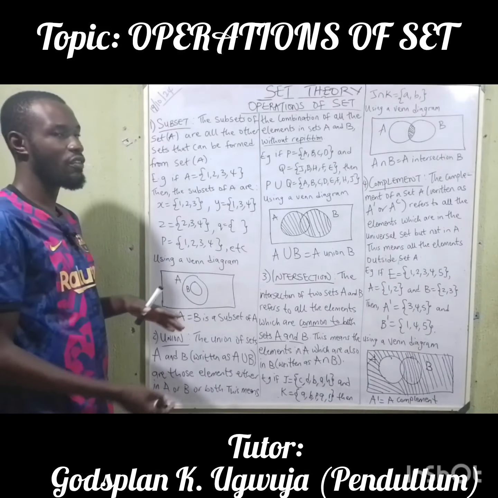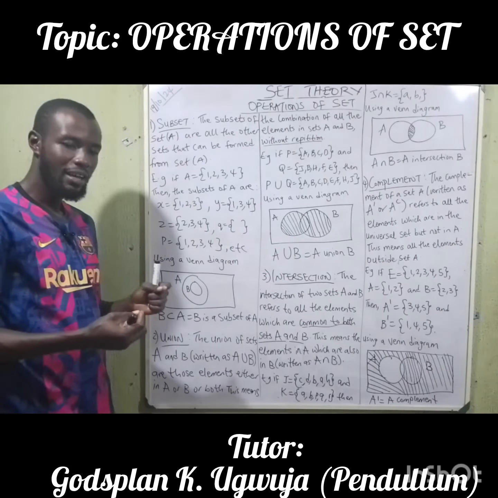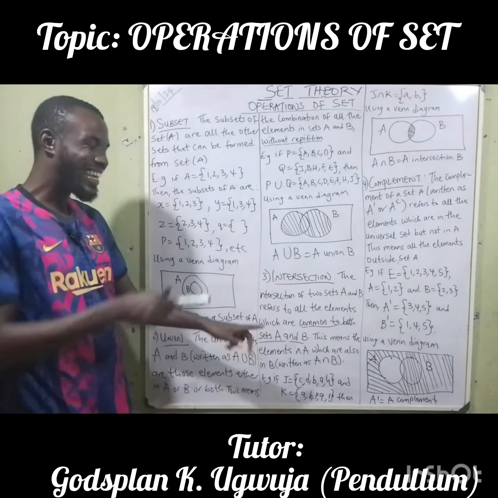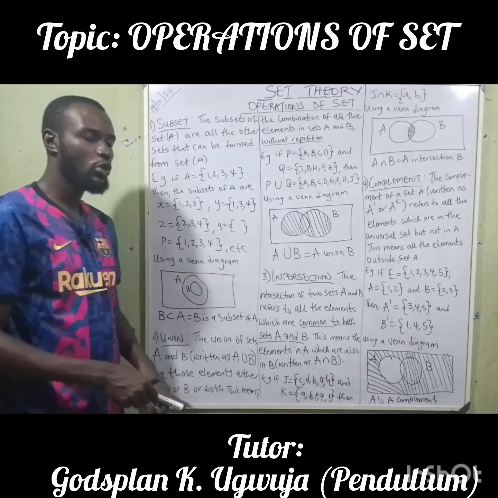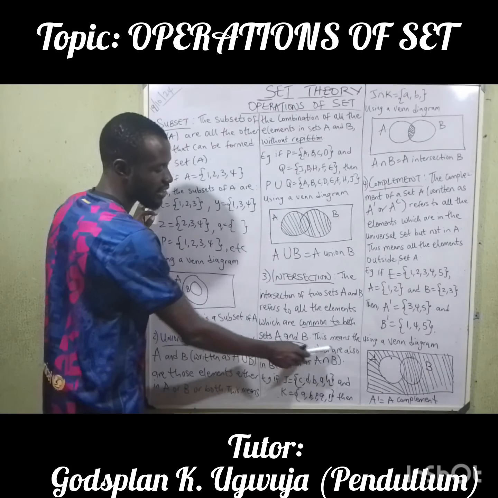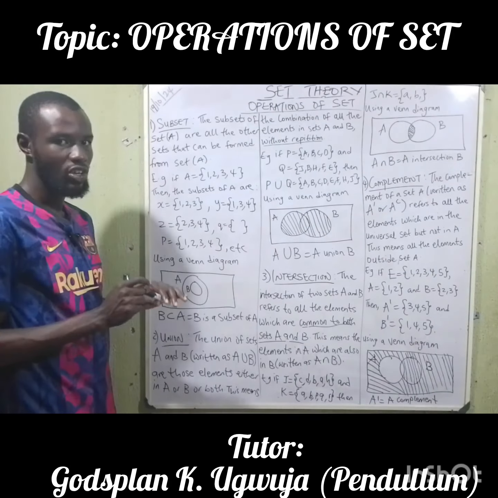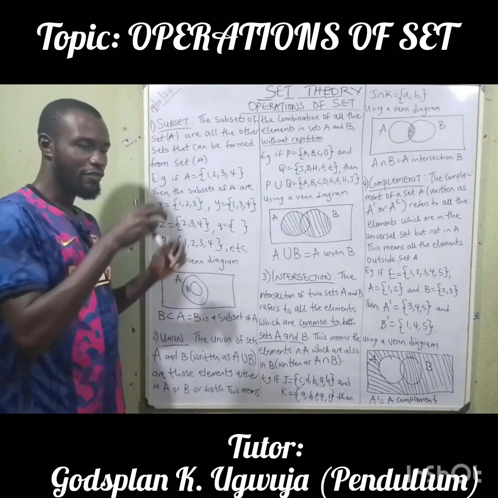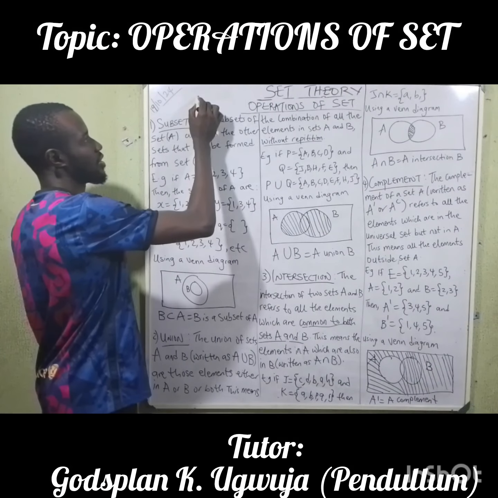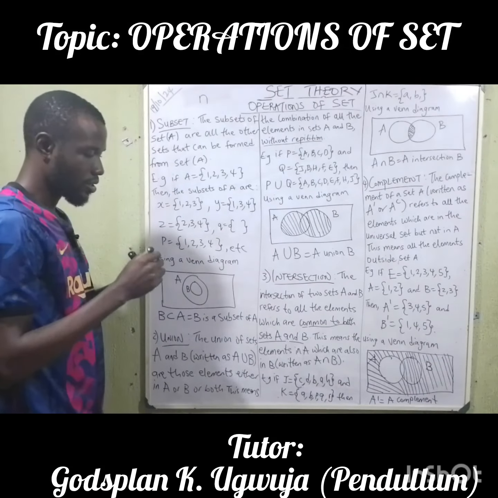So when we're talking about the intersection of set A and set B, we're asking what elements are common to A and B. What elements are in A which are also in B. That's intersection. Just the common elements that you find in A and also find in B. So the symbol for intersection is this ∩, like a small letter n.